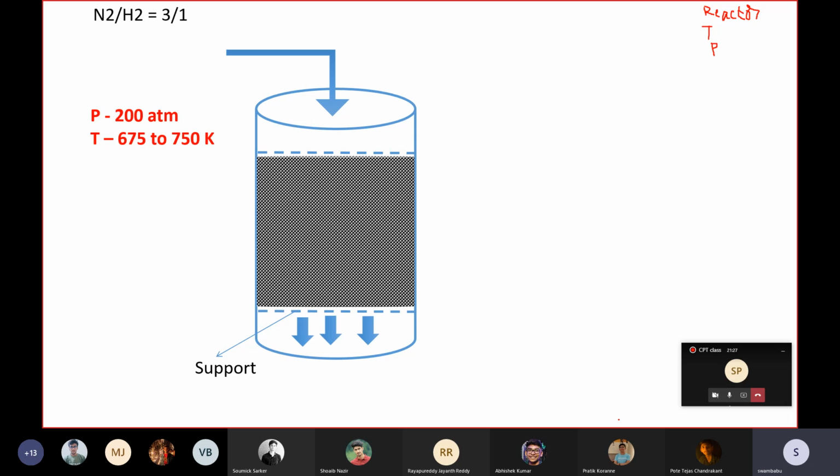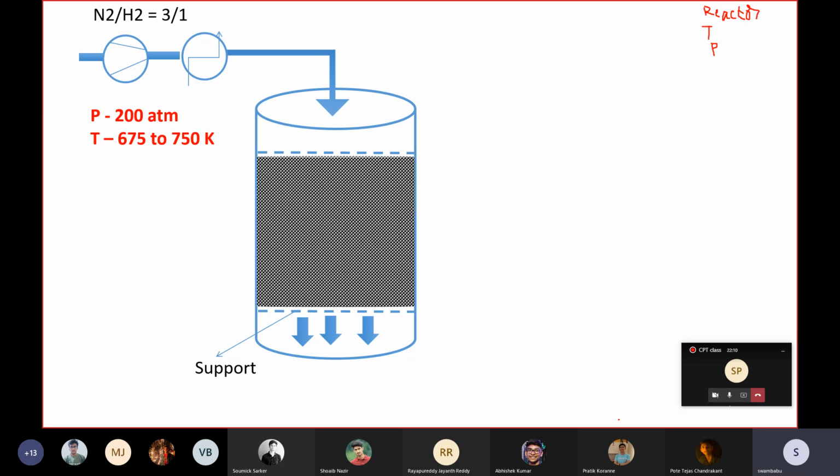reactor. So, first of all, the reactants like N2 and hydrogen are compressed to 200 atmosphere. After compression, after achieving the desired pressure of 200 atmosphere, the reactants pass through a heat exchanger, where they are heated from whatever temperature they have after compression to 675 to 700 Kelvin.